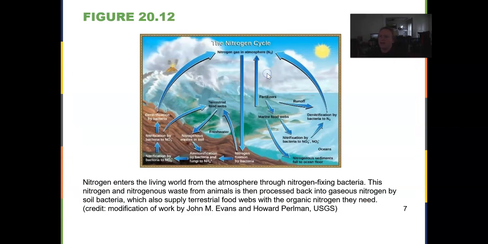Next, we're going to be talking about nitrogen and the nitrogen cycle.